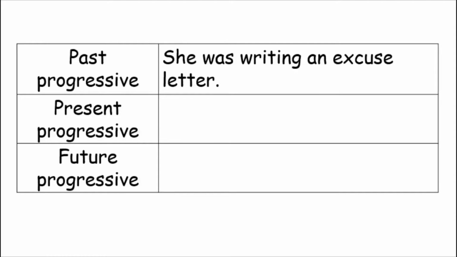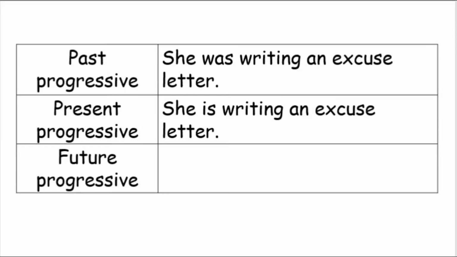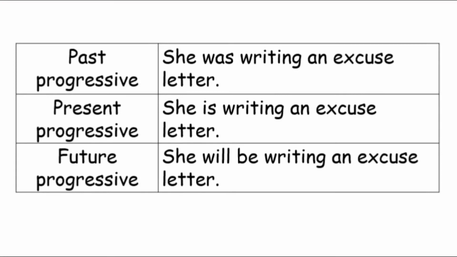Let's find out if your answer is correct. The present progressive is, she is writing an excuse letter. Is your answer the same? And the future progressive is, she will be writing an excuse letter.